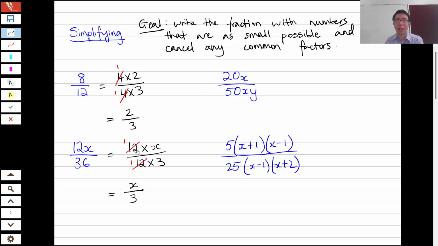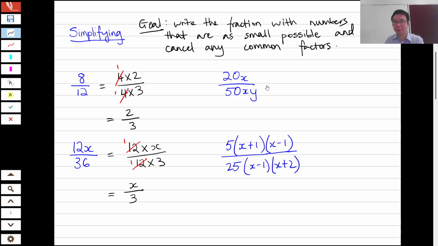By the way, you can skip this first step and just go straight to the answer if you have a lot of experience with this. You don't have to write this step here. For longer calculations, it might be helpful too, but for a one-step calculation like this, it's probably unnecessary.